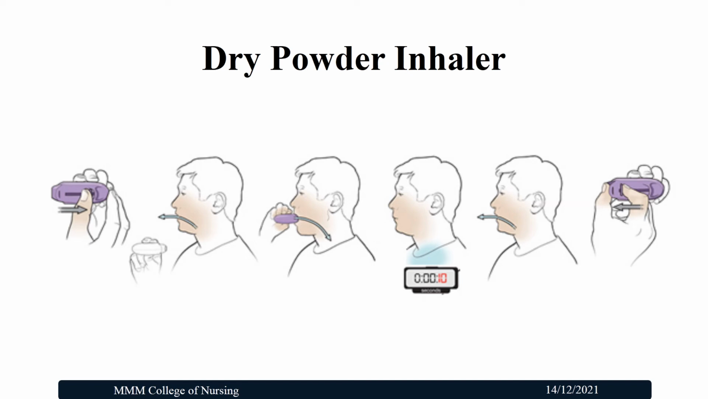We need to educate the patient on how to use the dry powder inhaler. Ask the patient to remove the cap from the mouthpiece and open the inhaler. Then they have to breathe out, place the mouth on the mouthpiece and administer the medicine, then breathe in deeply through the inhaler. They have to hold the breath and count 10, then breathe out slowly. Once the administration is over, clean the mouthpiece and keep it closed.